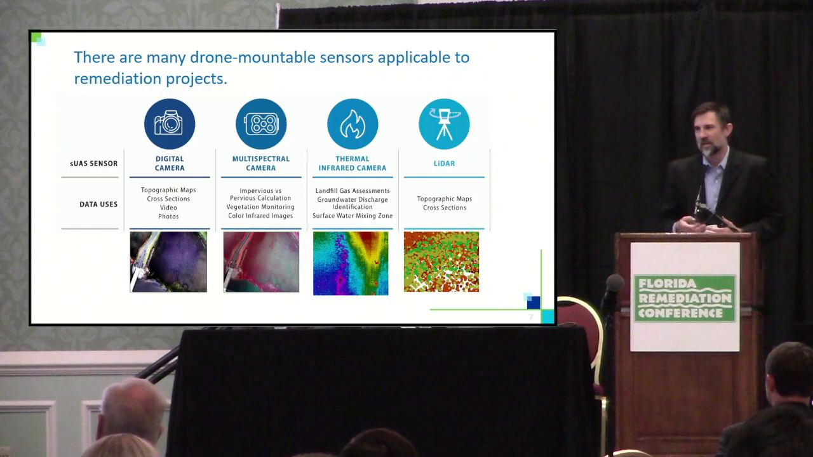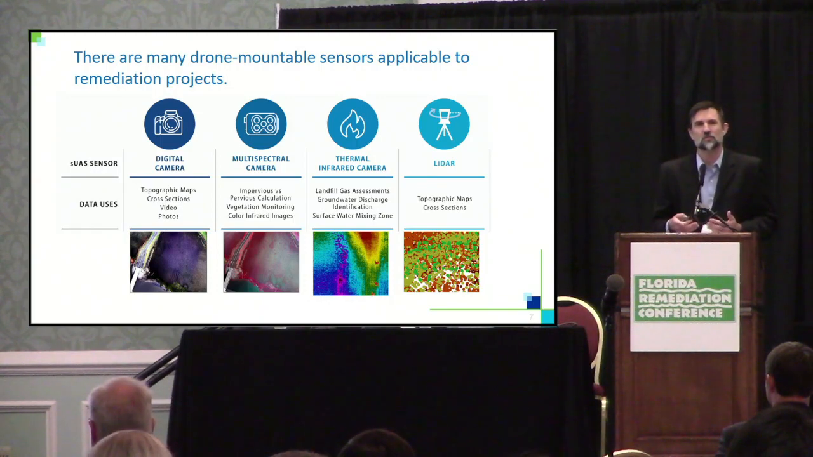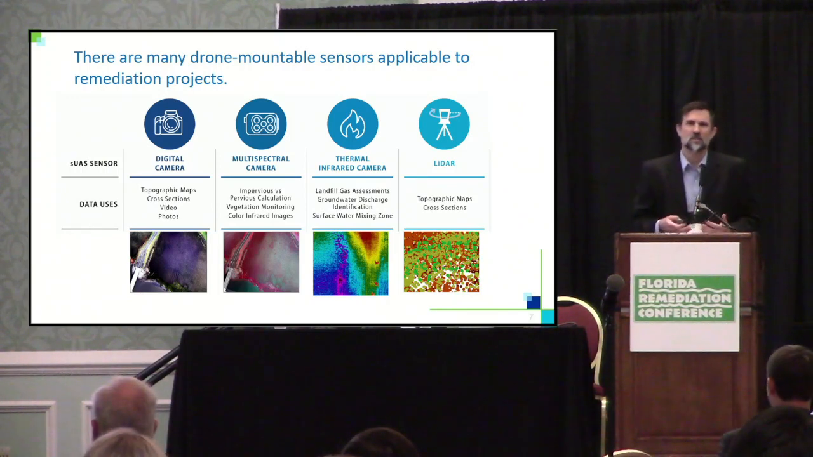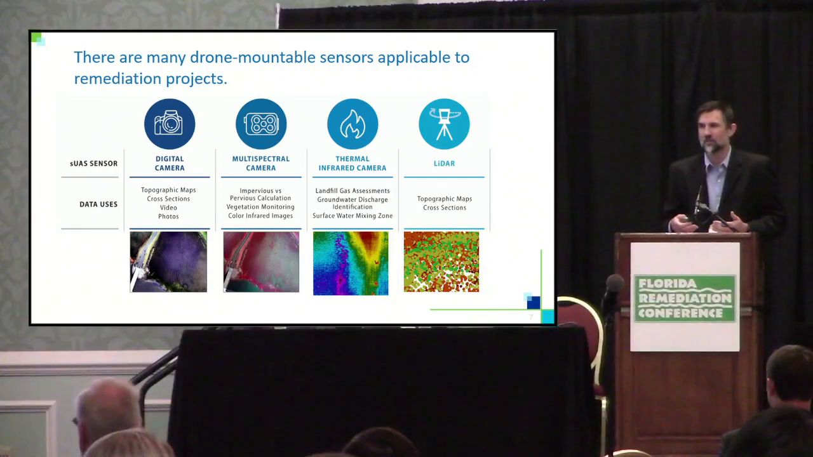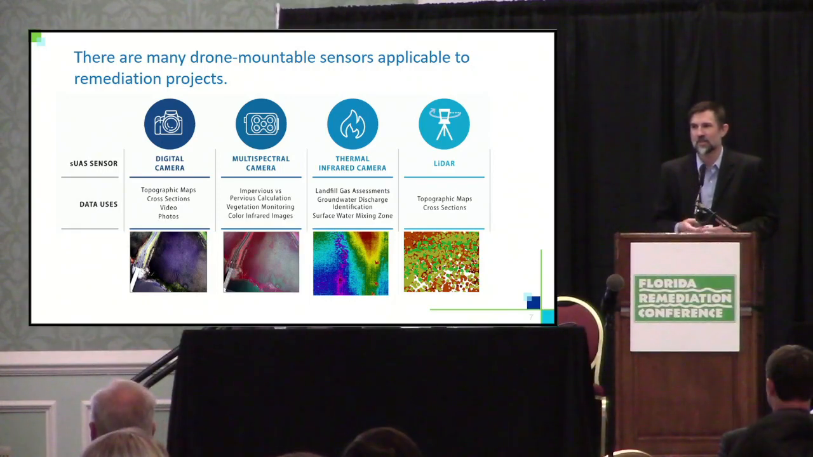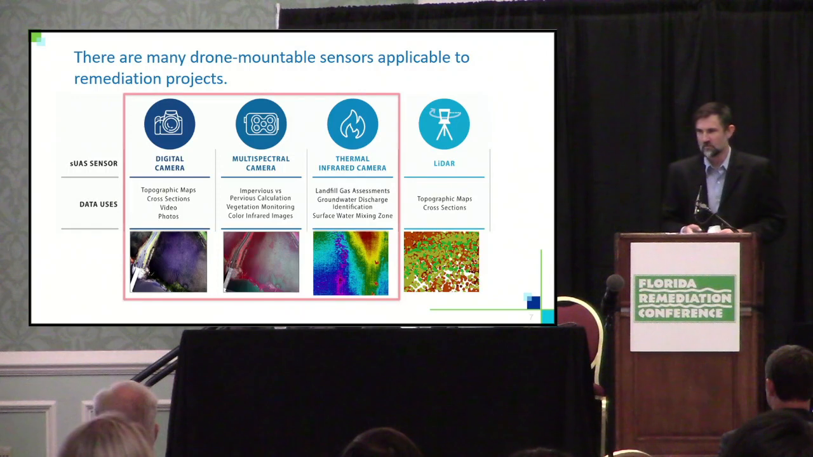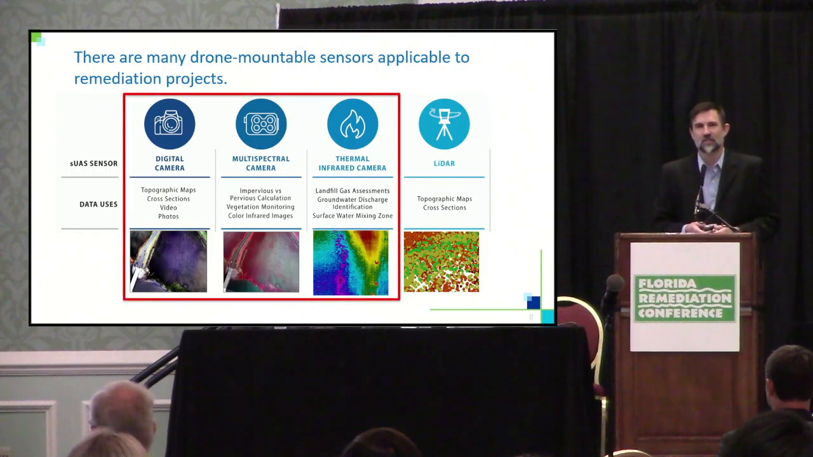So LiDAR obviously gives you good topographic data. Thermal sensors can look for thermal anomalies, so they're useful for assessing landfill gas leaks or looking at hydrology, groundwater seeps, or surface water mixing zones. Multispectral sensors can provide information on land cover and vegetative cover, and then there's a lot that you can do with a digital camera besides just take pictures or video of a site. So I'm really going to focus on these three sensors during this presentation.